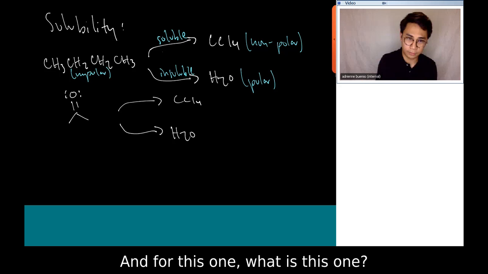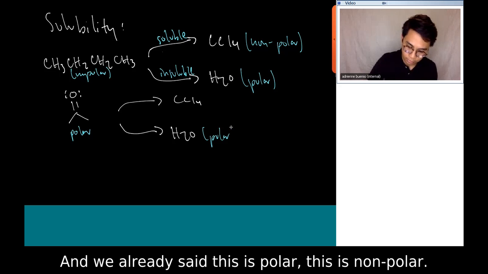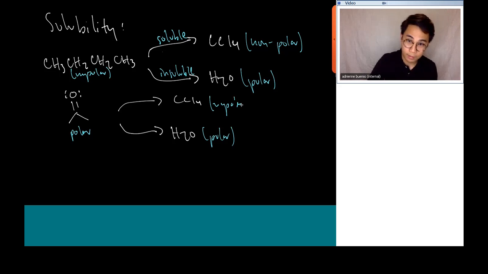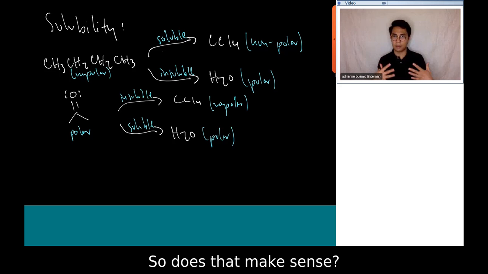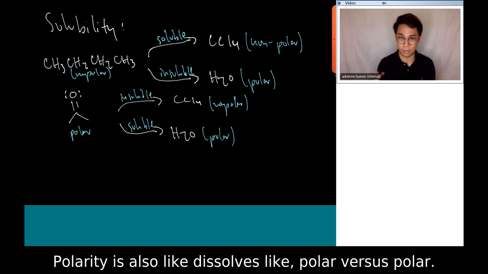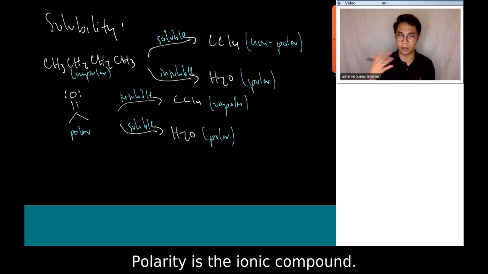And for this one, what is this one? This one's going to be polar, and we already said this is polar and this is nonpolar. So this one is soluble here, insoluble here. Does that make sense? Polarity is also like dissolves like: polar versus polar, and that's pretty much polarity, like the ionic compound. So these are just examples.